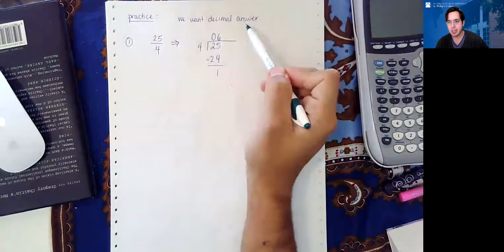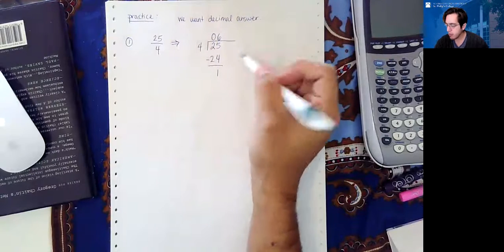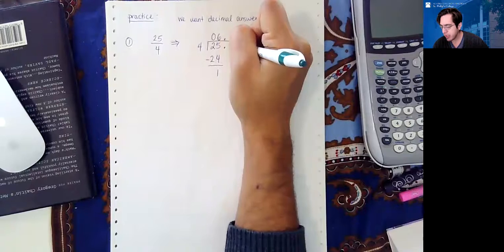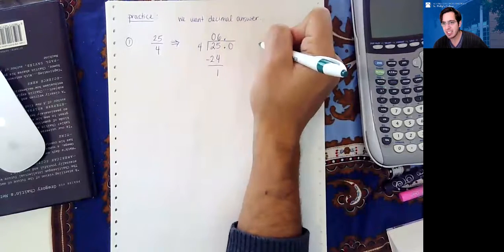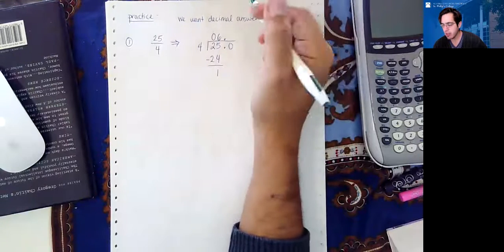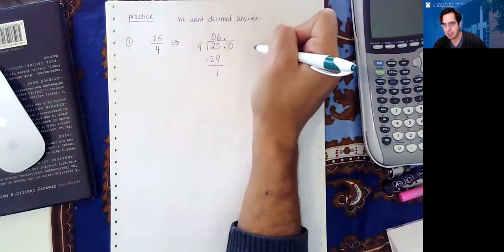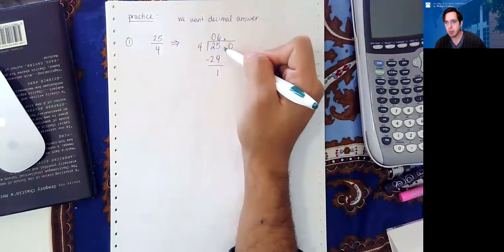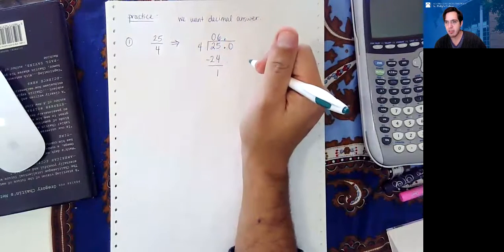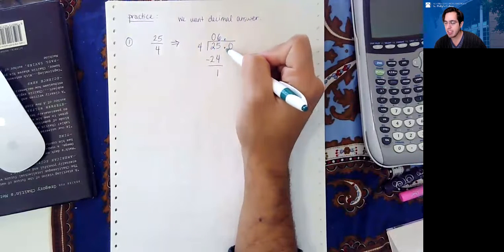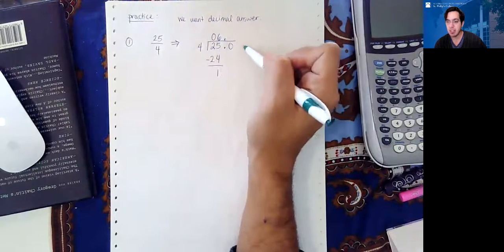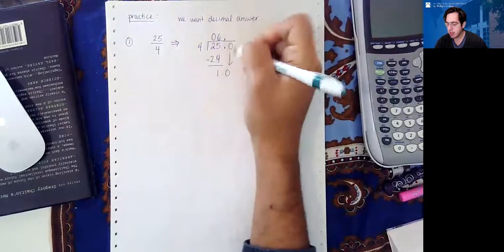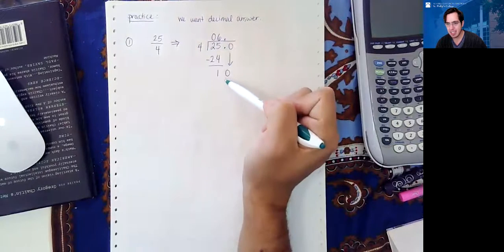But we want a decimal answer. So if we want a decimal answer, what we can do is just throw a decimal here and here. And we can throw as many zeros as we need to complete this problem behind that decimal place, because 25 is the same thing as 25.0. There's no difference in those values. So we can add any zeros behind the decimal place as we need to. So we'll drop this 0, and then we'll ask ourselves, can 4 go into 10 now?